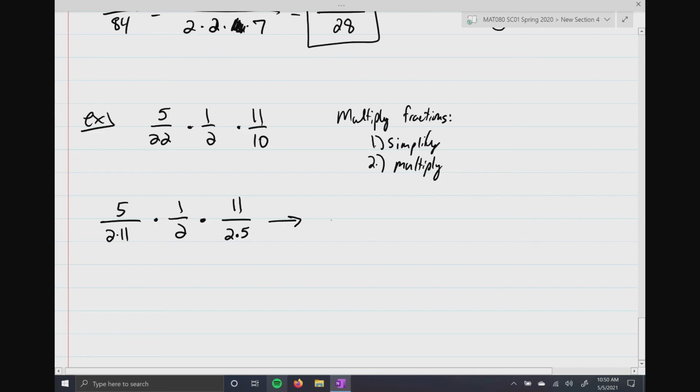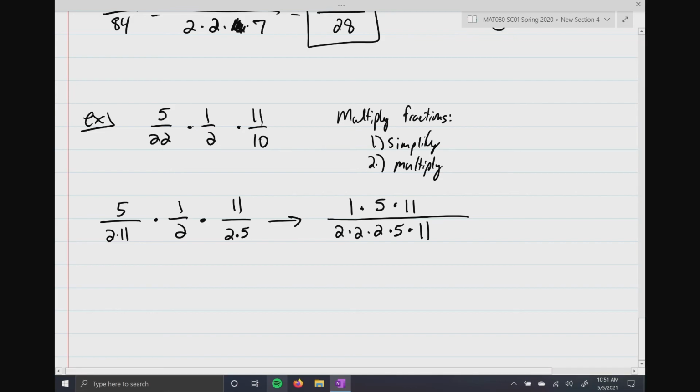Now, I'm just going to write one big numerator, one big denominator, and put them all in order. And the reason why I can do that is because I am multiplying. So I get 1 times 5 times 11 for my numerator. My denominator, I have three of the 2's, 1, 2, 3, a 5, and an 11. Okay? So far, so good? Notice I didn't do any multiplying yet. All I did was simplify things.